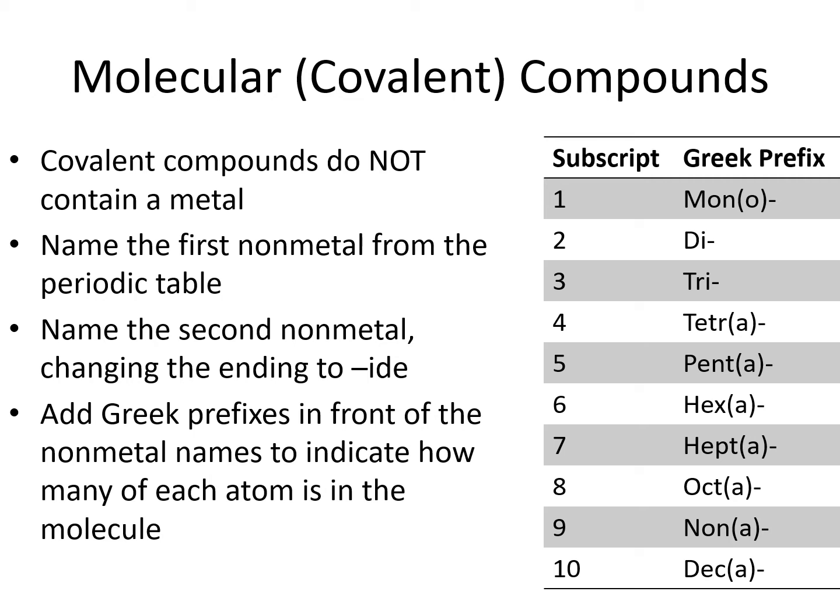that element. 2 is di, 3 is tri, 4 is tetra, 5 is penta, 6 is hexa, 7 is hepta, 8 is octa, 9 is nona, and 10 is deca. You do need to memorize these so you can name covalent compounds without looking at this chart. Greek prefixes are only used in naming covalent compounds, so do not use them for ionic compounds or acids.